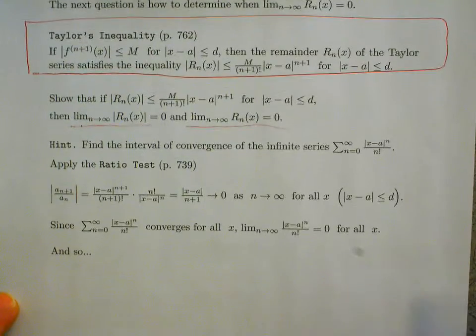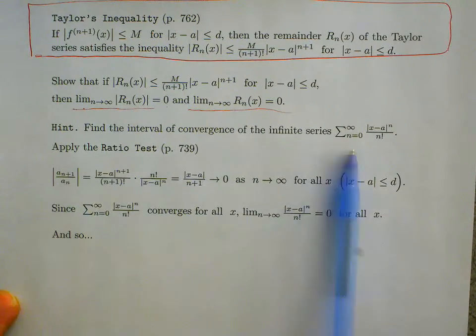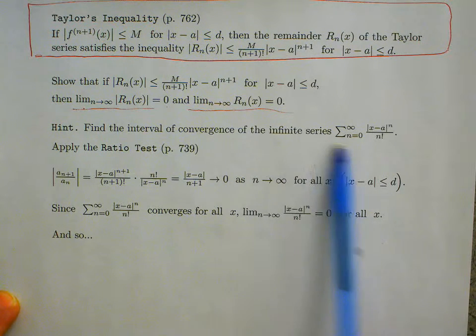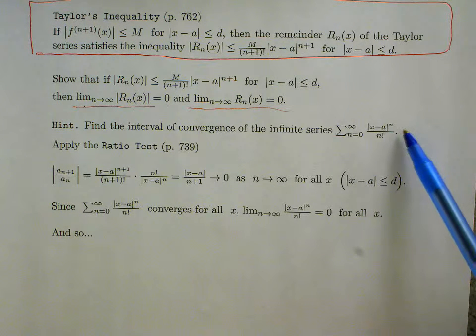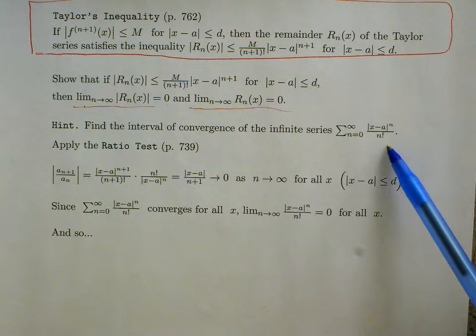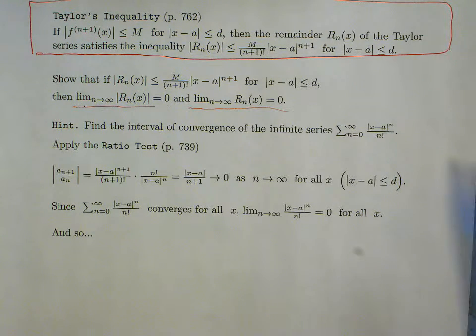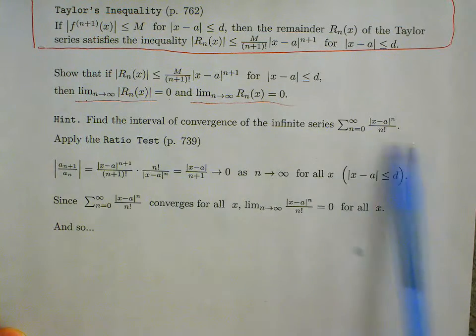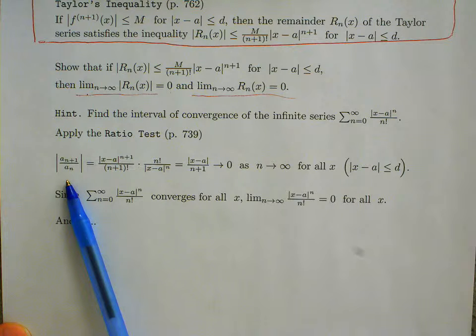Okay, so to do that, find the interval of convergence of the infinite series, the absolute value of x minus a to the n over n factorial as n ranges from 0 to infinity. So we know how to do that. If we apply the ratio test, then the absolute value of a sub n plus 1 over a sub n.